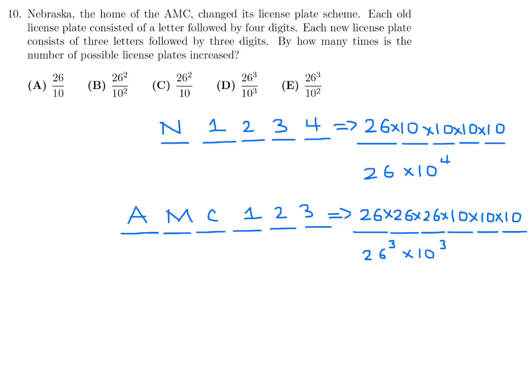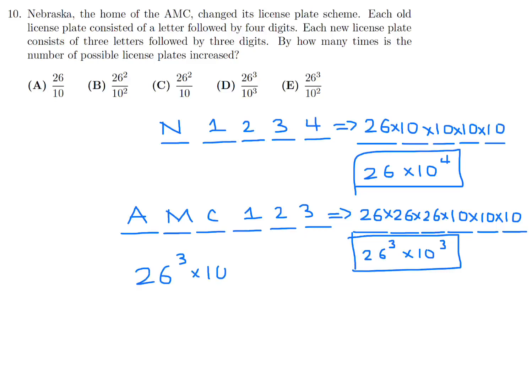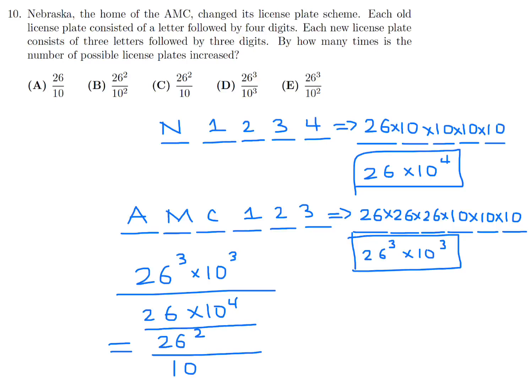So by how many times is the number of possible license plates increased? So we have to now compare this to this. So we got to divide 26 cubed times 10 to the power of 3 by 26 times 10 to the power of 4. And let's see here, the 26, one of them cancels, and from the 10, 1 cancels. So this is all that's left. 26 squared over 10, and that makes number 10, choice C.